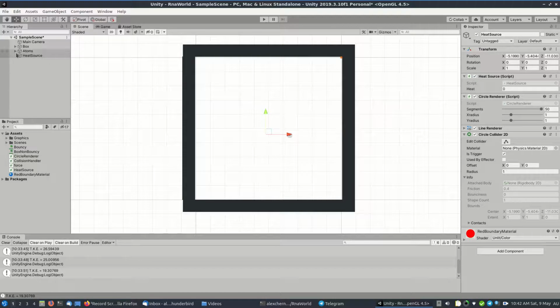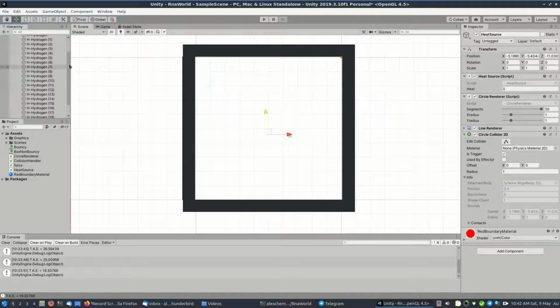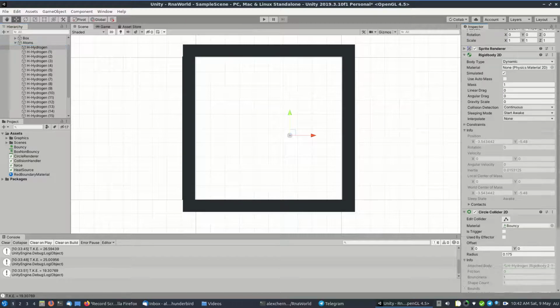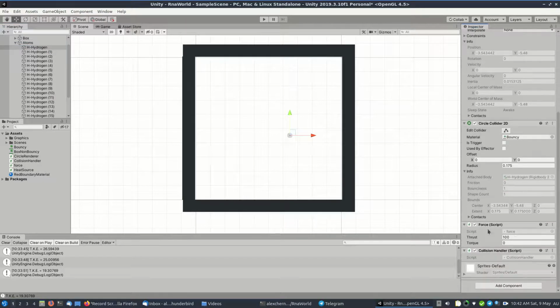So I have a set of atoms, which are 21 hydrogen atoms at the moment. They all initially spawn in a single point, and they all have some initial force applied to them through a separate force script.